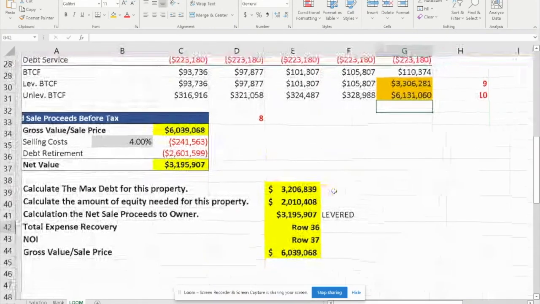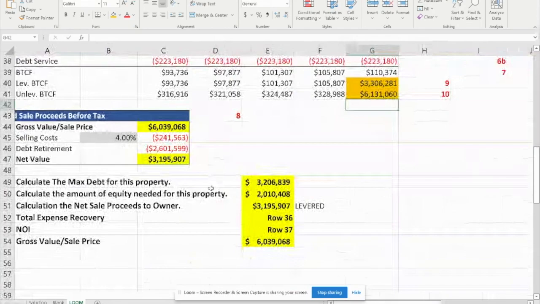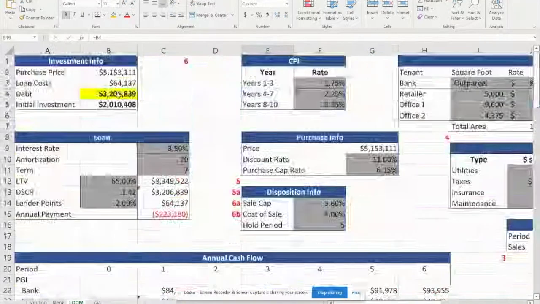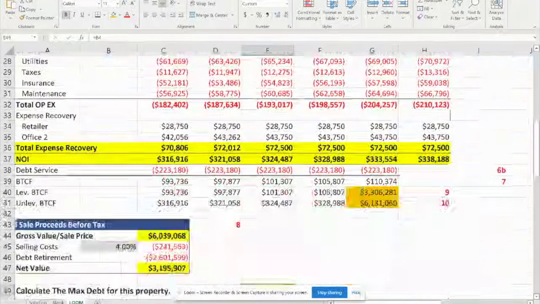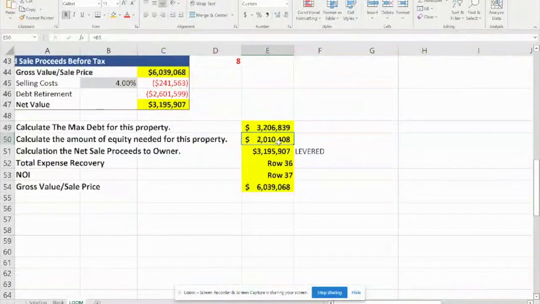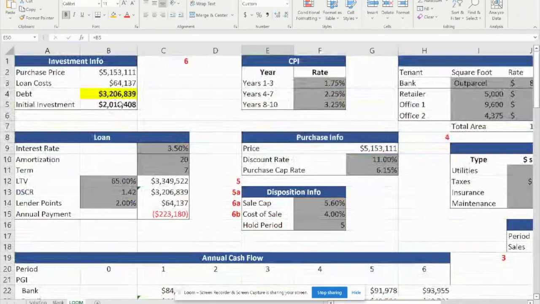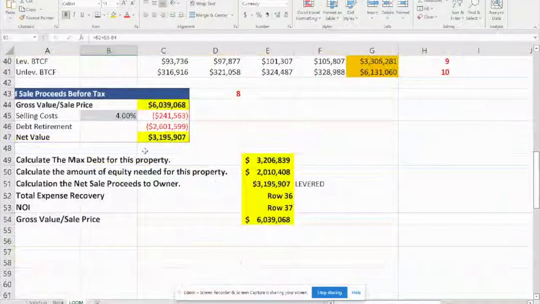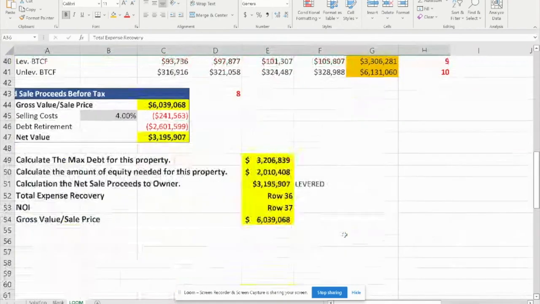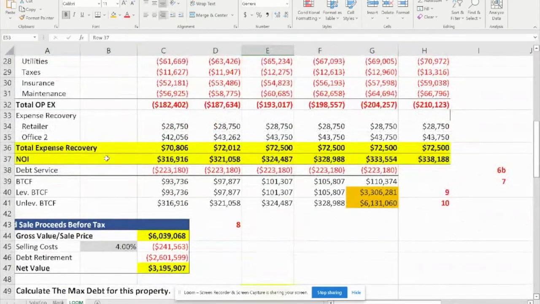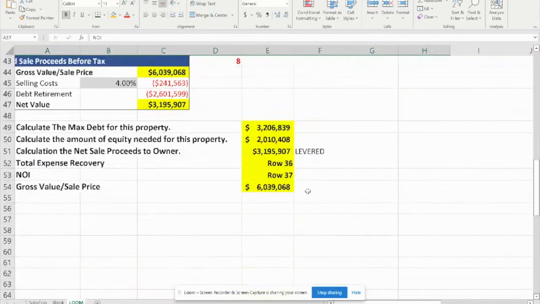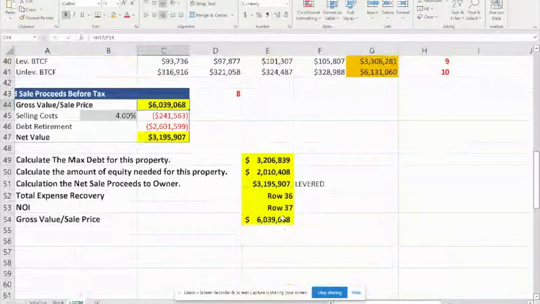With that information, you should now be able to answer all of these questions, which is the max debt for the property. That happens to be, when we use the min function, it's up here. We also have calculated the equity needed for this property, which is the initial investment right here, and also asks for the net value. This is the levered net value, which is this. And then it asks for the total expense recovery, which is row 36 up here. It also asks for the NOI, which is row 37. And last but not least, the gross sales price, which we calculated up here.